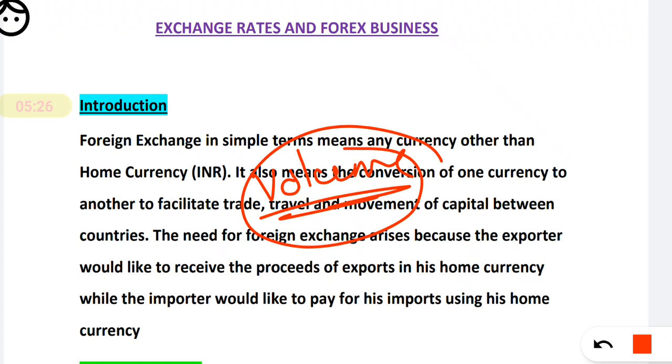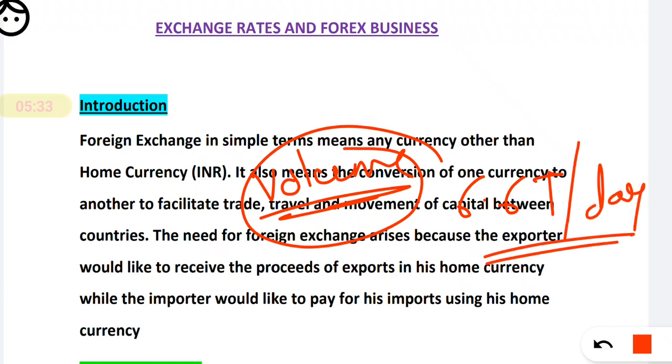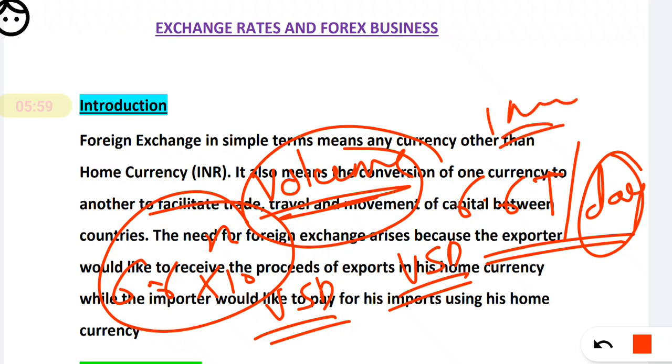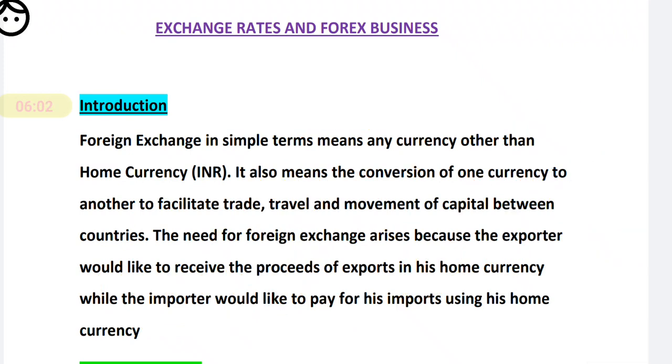The volume of cross-border transactions is around 6.6 trillion US dollars per day. That means such a huge transaction is happening. 6.6 trillion means 6.6 times 10 raised to 12, since a trillion is 10 raised to 12. That is the volume of forex transactions per day. This can be a one-liner MCQ for you, so just remember the figure 6.6 trillion.